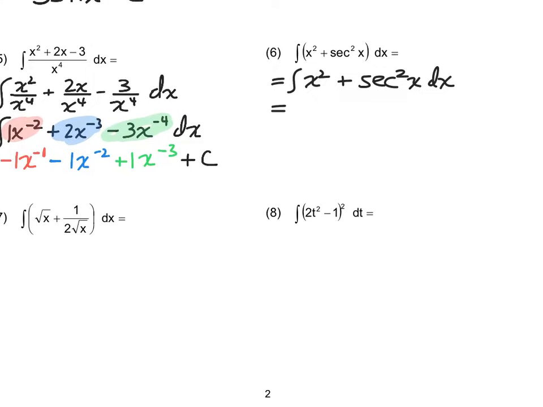Increase the exponent by 1, divide by the new exponent. And there I am doing the same thing again. I'm applying the power rule in reverse, but only for power functions. So 1/3 x cubed.